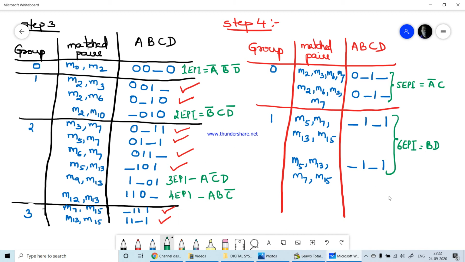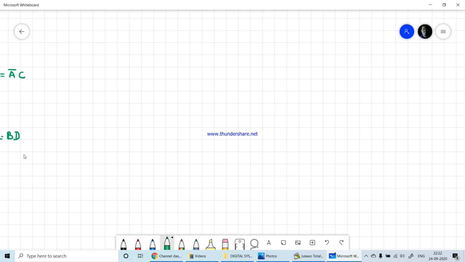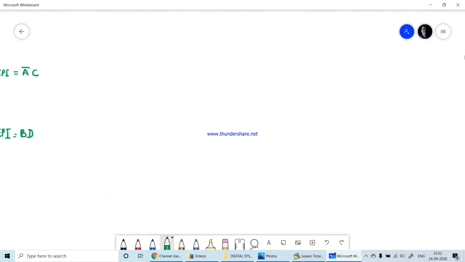Now we'll go with writing the last step with essential prime implicants table. So that is what we have, step 5. Step 5, writing the table with essential prime implicants. So that is what I'll do. Essential prime implicants.